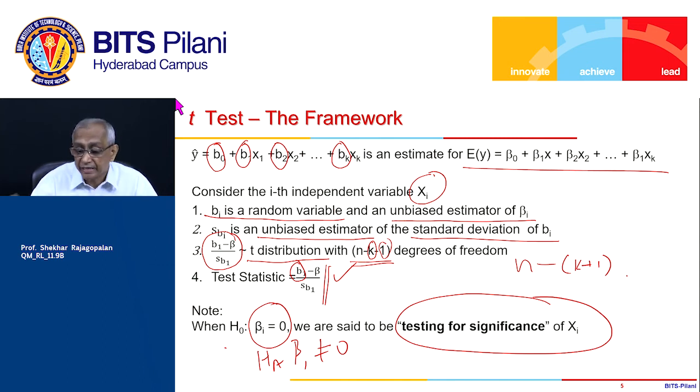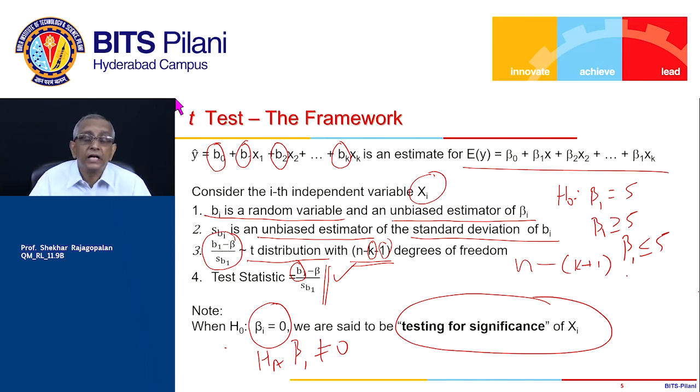Like I mentioned earlier, I can also do testing for H0 where beta 1 is maybe equal to 5, or maybe H0 beta 1 greater than or equal to 5, or beta 1 less than or equal to 5. What we will do there is we will look at our Excel output, we will look at our confidence interval, and from there we will decide whether we should reject or not reject the null hypothesis in this case. And that we will do in the next class.